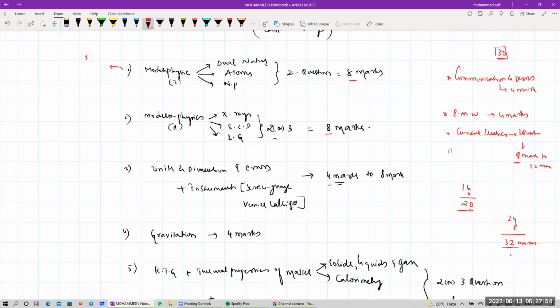8 plus 8 is how much for me? 16. This 32 plus your 16. So how much is it? 48 marks. Yes, sir. Right? If you are able to spend some time every day and study, and get 48 marks in physics, 50 marks in chemistry, 50 to 60 marks in mathematics, how much will the score be?